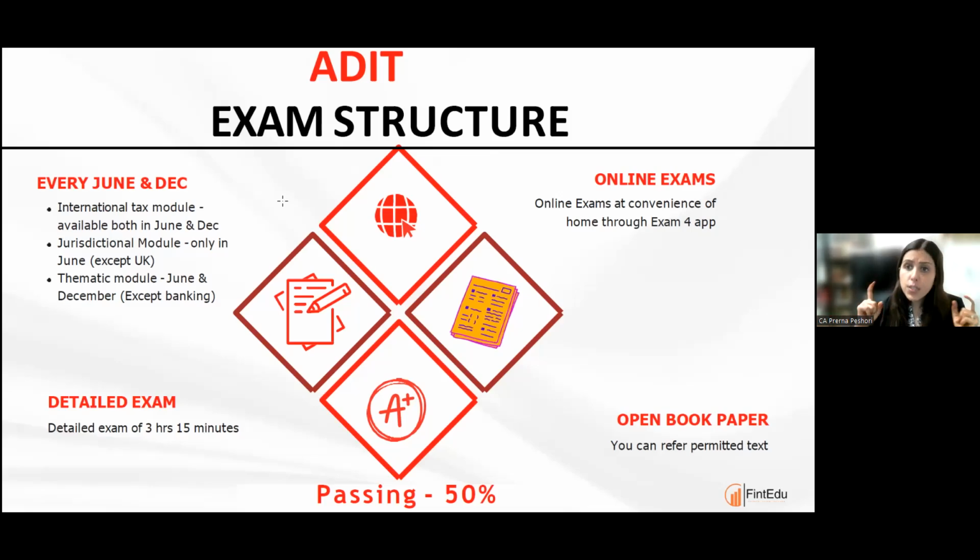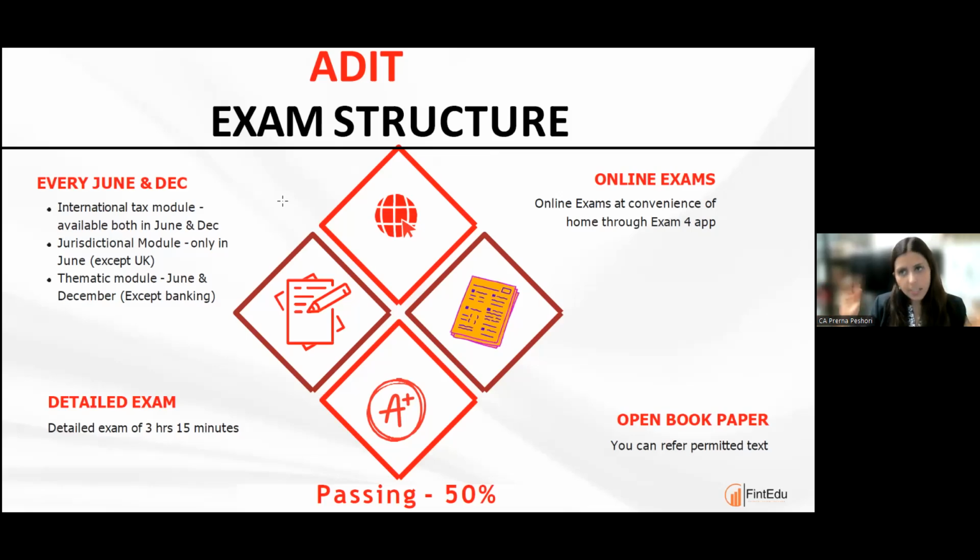Therefore, you have to choose wisely. In case you are sitting for the international tax paper in June, then in December you will have to give the thematic paper, because the jurisdiction will not be available in case you're not opting for UK. Then again next June you can give the jurisdiction. Also, you can give any paper in any sequence. It's not that you have to give module 1 first, then module 2. It's not like that. You can give the papers in any sequence. So that way it's a very, very flexible and convenient exam. You can give it at your own convenience.